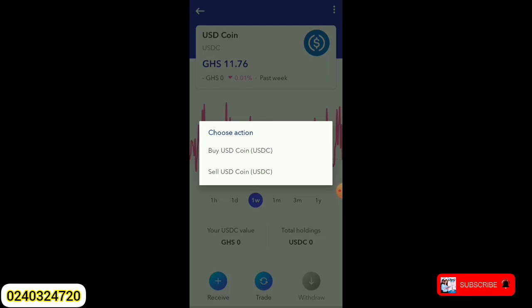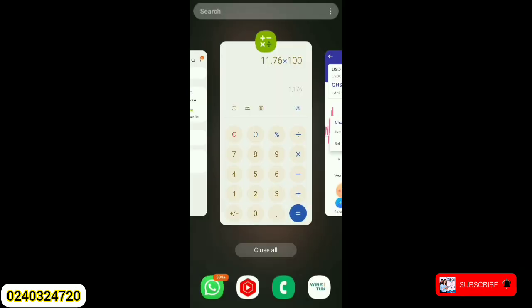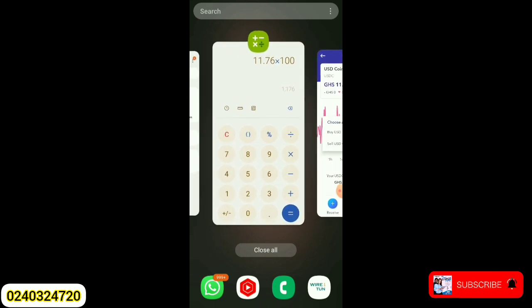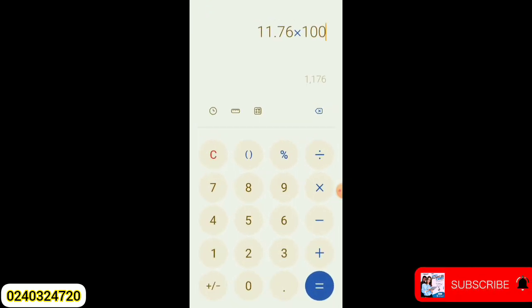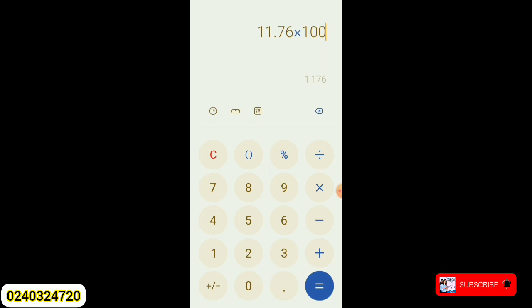So let's assume I bought the thing around 11.76. Right now I have about 100 USDC in my account. So when they calculate it to the Ghana cedis value, I have 1176 Ghana cedis in my account.